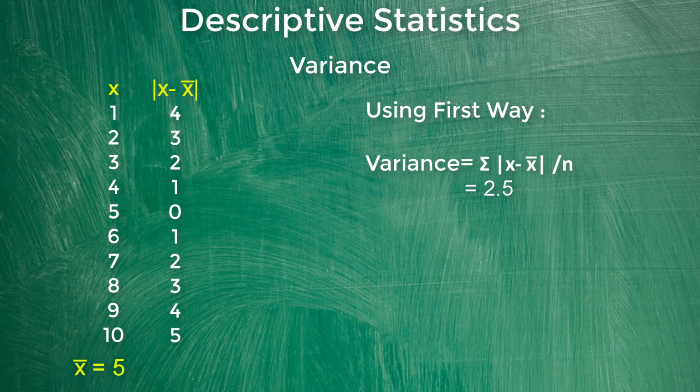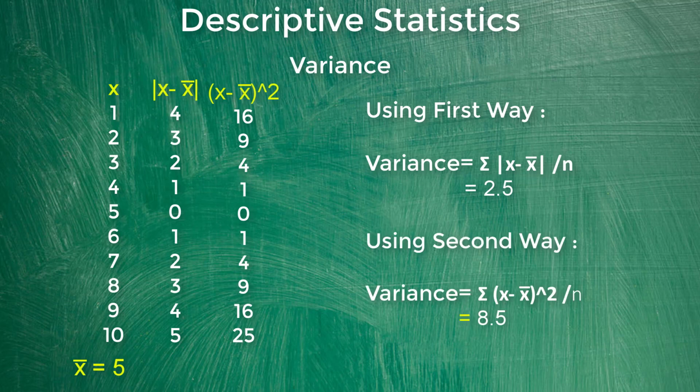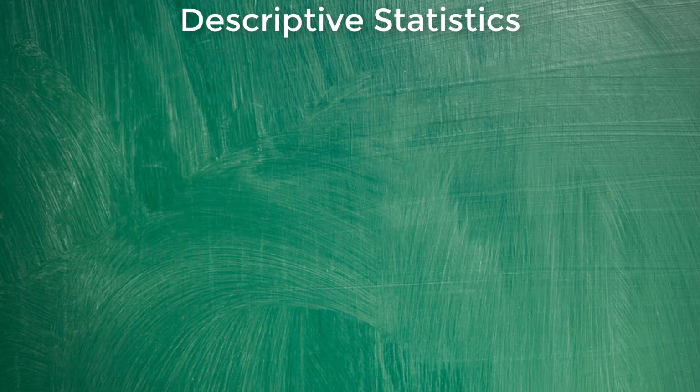And in the second way, the only difference is that instead of taking the absolute value of x minus x bar, I would be squaring x minus x bar, and that would produce a different value from that of the first way. And the second way is mostly considered while calculating the variance. And how to calculate the standard deviation.